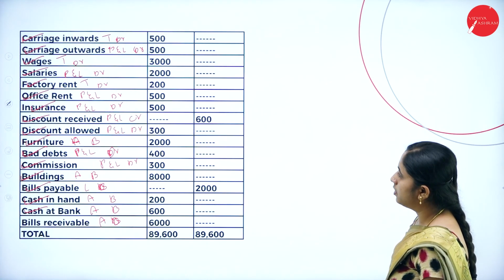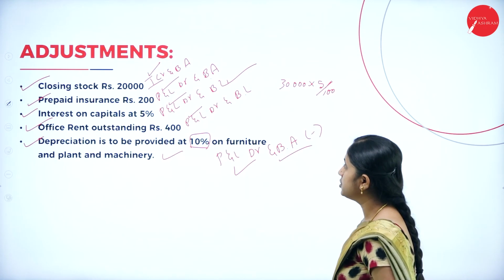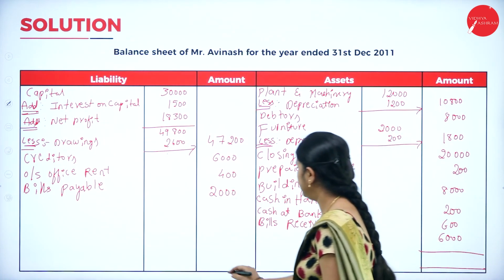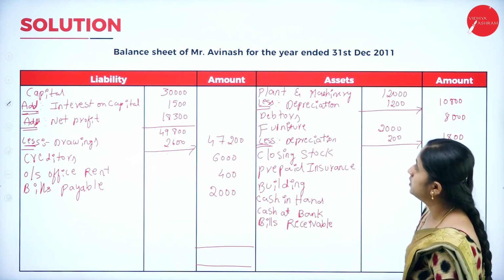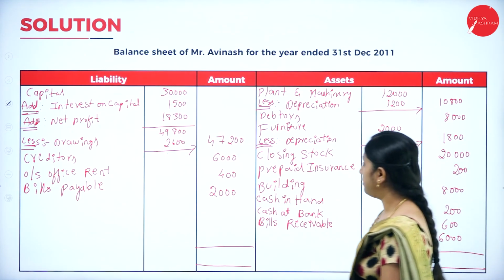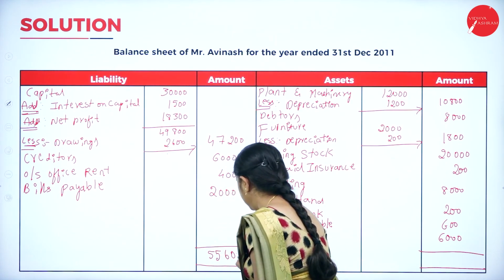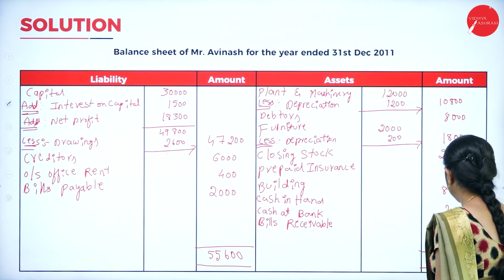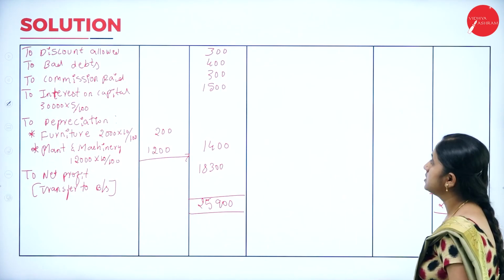So we have recorded all the balance sheet items. Now after finishing all these items, make a total. It should be tallied. So both the assets and liabilities should be equal. The total of liability is 55,600 and total of assets 55,600. So your problem is correct. So this is all about the second problem.